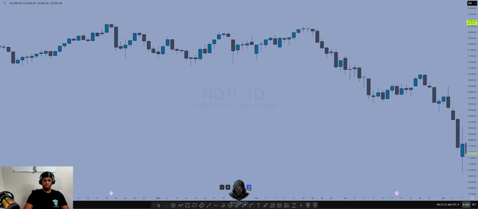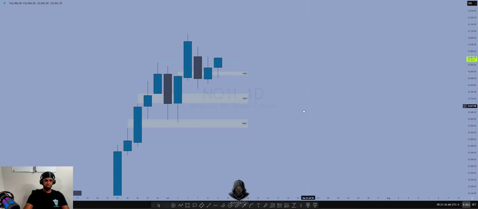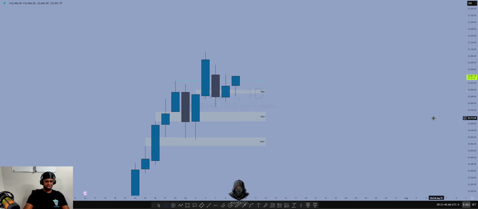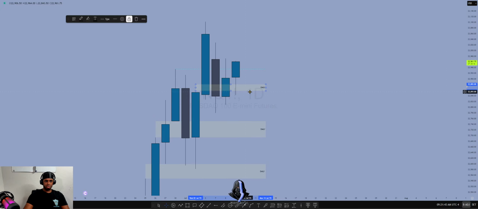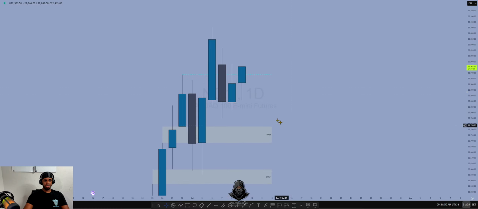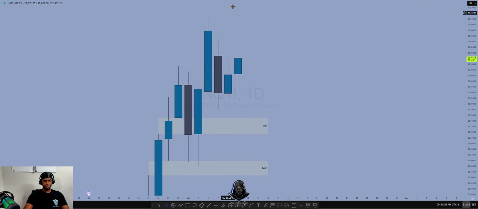Yeah, so daily, fairly simple. We have this one. No, this one. This one. So we had this imbalance here, and this imbalance here. Price took out this high. We created this sweep right here. But looking at this push up, this will be the range on a daily from here to there.